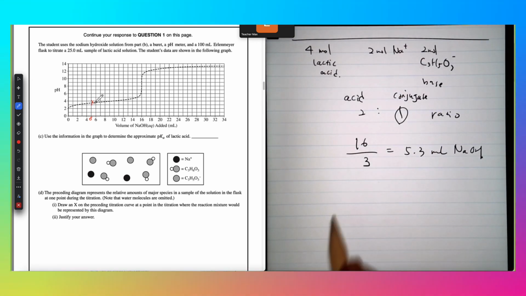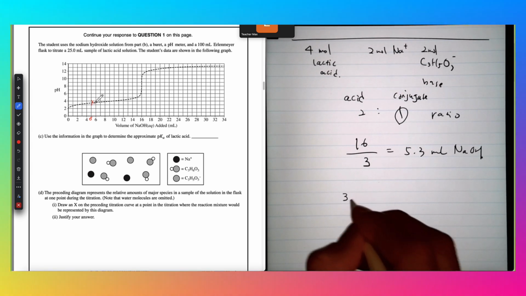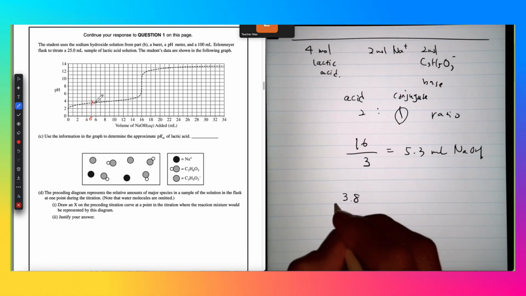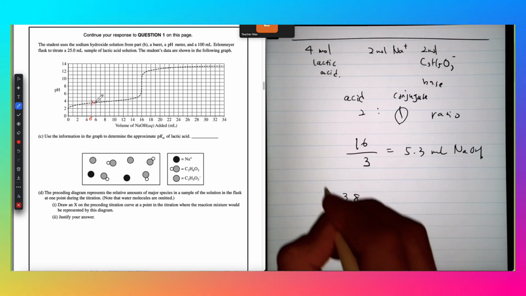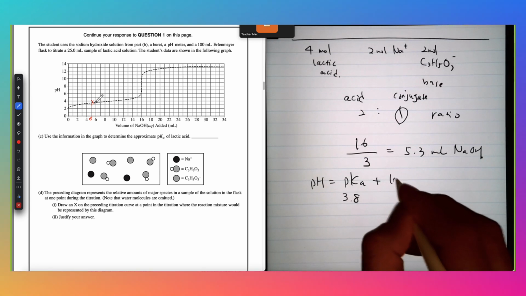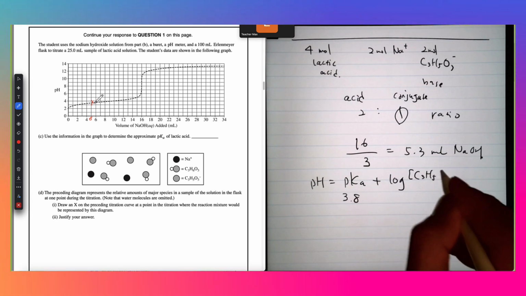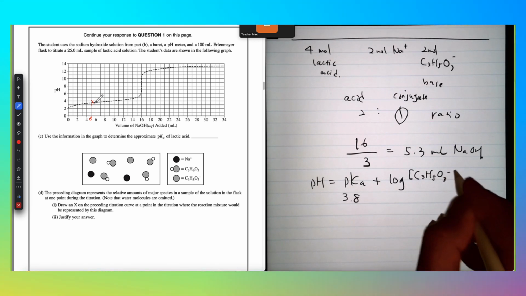Another way is that you can use the Henderson-Hasselbalch equation, assuming I use the 3.8 from part C as my pKa. Okay, let's recall that again. pH equals pKa plus log of the conjugate base. Conjugate base, what is it? C3H5O3 minus.